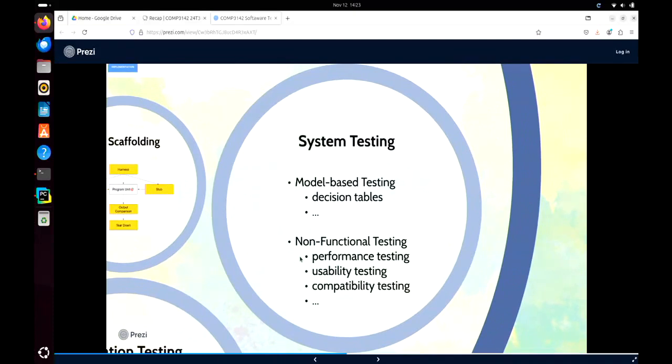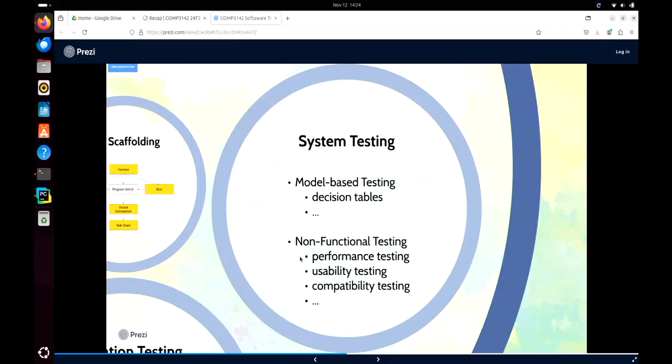And for system testing, we learned multiple types of model-based testing techniques. There are many different models, and decision table is one of them. Can you come up with another model for modeling programs? Finite state machine is very common, actually. It's also very common, a finite state machine.